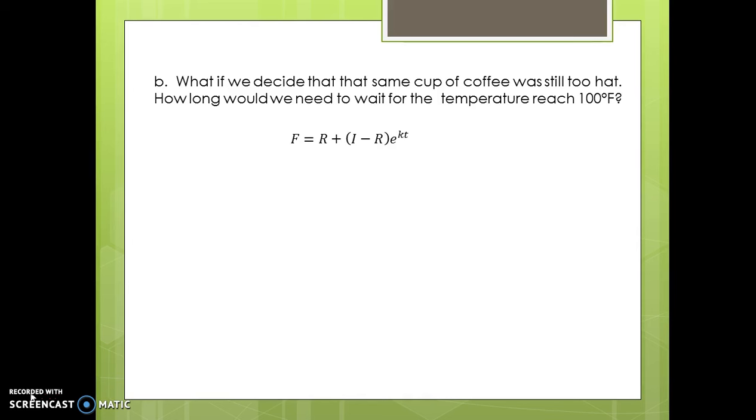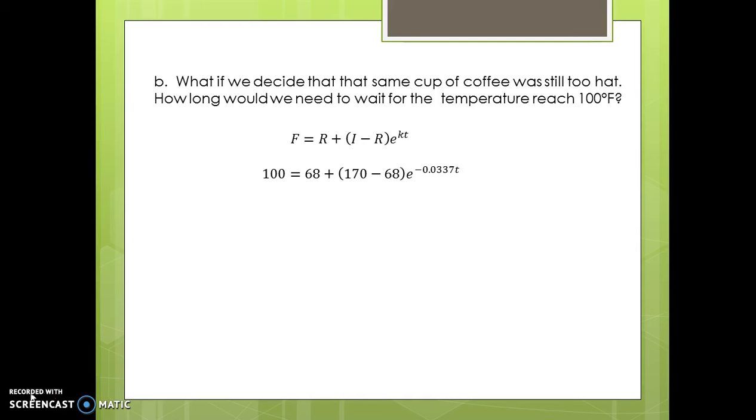There's my equation again, same equation. Alright, I'm going to plug in what I know. This time I want my final temperature to be 100 instead of 120. The room temperature remains at 68. The initial temperature remained at 170. This time I do not know t, but I do know K. I'm going to use the K that I just found on the previous screen.